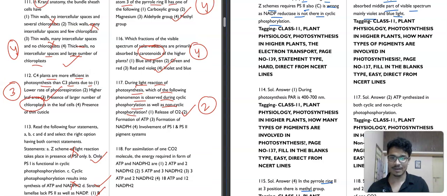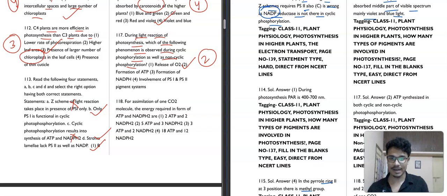So in cyclic photophosphorylation, basically the formation of NADPH is not there, because NADP reductase is not there. Here we just read that in cyclic photophosphorylation, NADP reductase is not there. Okay, the second will be our correct answer. Sorry for the mistake. Then question number 118.